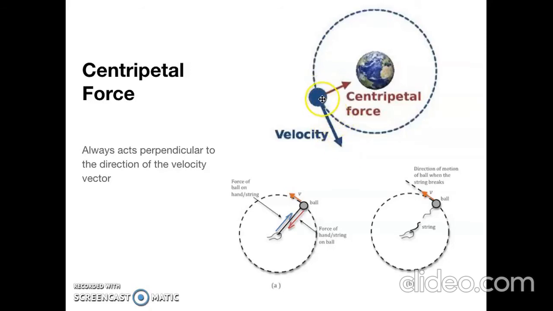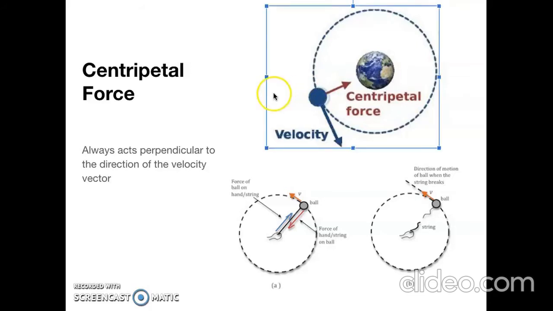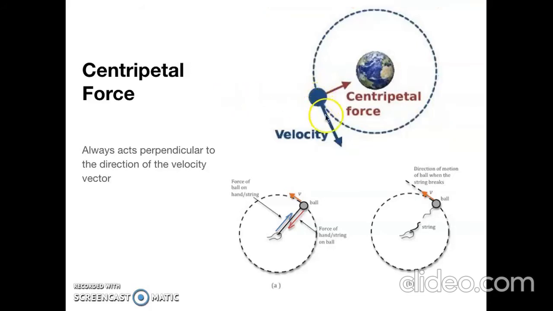So at this particular moment in time, this satellite, which is moving in a circular path, has a directional vector which is at a tangent to the circle surface there. So the velocity vector is always at a tangent. And then the centripetal force, by definition, very important definition, acts perpendicular to the direction of the velocity vector. So it always acts towards the center of the circle.